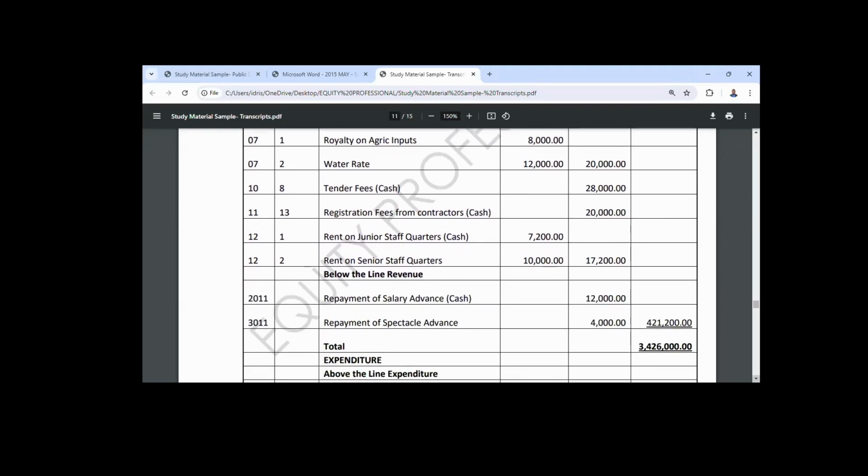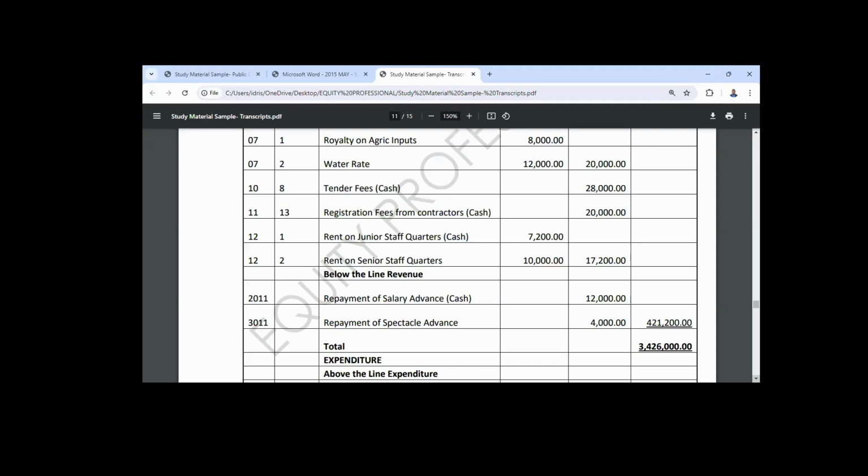For our below the line revenue, they have a 2011, repayment of salary advance. 2011. We post them direct in the subtotal. Repayment of spectacle advance at 3,011. Repayment of spectacle advance. We also put that one into what? Subtotal.